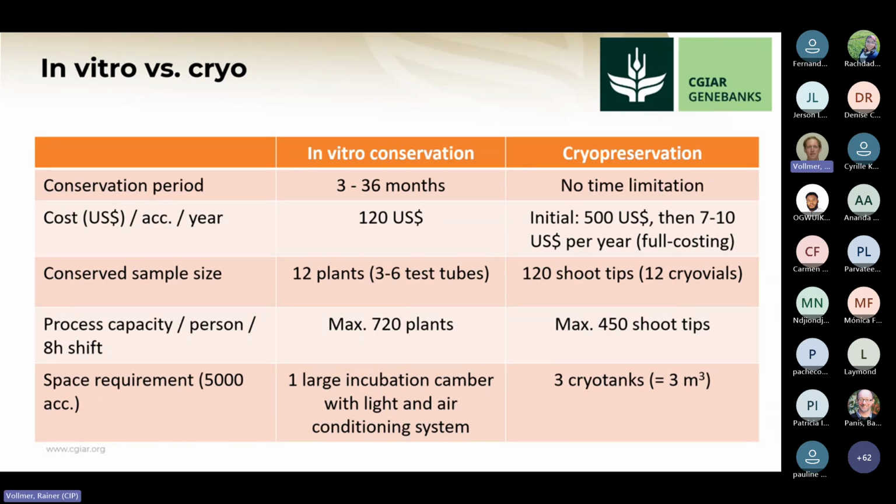Space requirements. For in vitro, we know we need a room with a light system, an air conditioning system, and a filter system. For cryo, the conserving medium is liquid nitrogen. So we only need three tanks to conserve about 5,000 accessions.